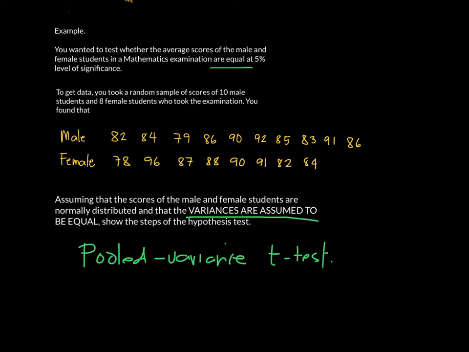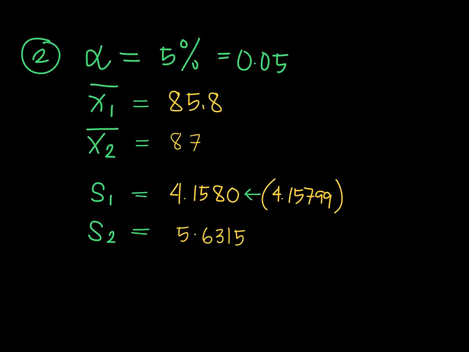I'll compute for the values for the x1 bar and x2 bar together with their respective standard deviations. From my computations, I have found the sample mean for the male students to be 85.8. The sample mean for the female is 87. The sample standard deviation S1 for the male is 4.1580, which came from 4.15799, and the sample standard deviation for the female is 5.6315. So if we remember with the sample standard deviations, we know that the female student scores have a bigger variance, so they are more spread compared to the scores of the male students.